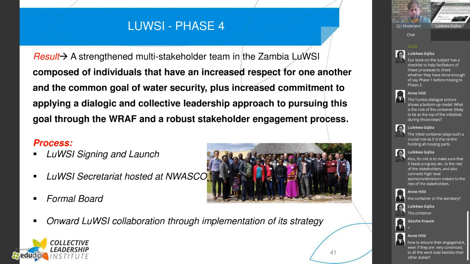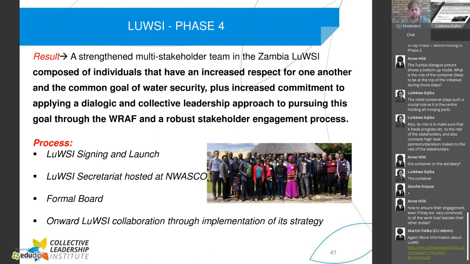With regards to phase four, I am going to use the example of the Lusaka Water Security Initiative because we felt that it fits in well. Part of the feedback that we were given was that, after this year of partnership where Douglas, myself, and another colleague were working, the partners felt that the team was really strengthened. LuWSI, as this multi-stakeholder initiative, was strengthened, and there was also an increased respect for one another, and everyone was now working towards the common goal, knowing exactly what role they had to play and how their individual organizations were part of this initiative.